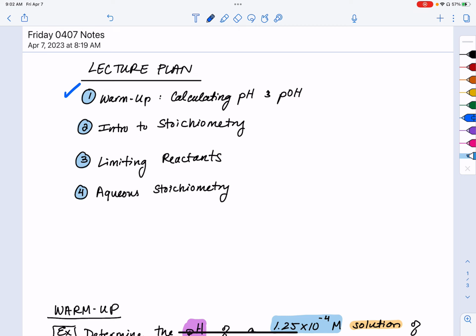So that was our warm-up for the day. Let's move on into our next topic, which is the idea of stoichiometry, which we have called, kind of lightly in the past, mole counting. So see you in part 2.